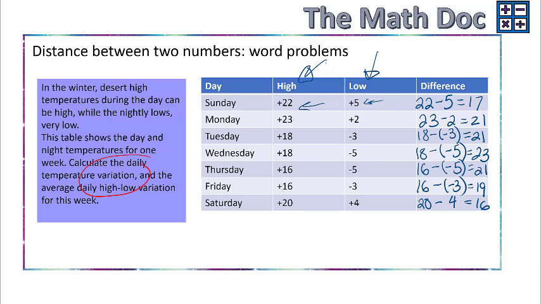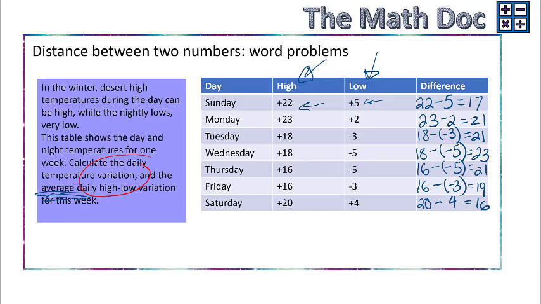Now we're also asked to look at the average here, the average daily high-low variation. How do we take an average of a list of numbers? Well, we add them all up and then we divide by the number of numbers we have. In this case, we have 7 days, so we have 7 numbers.